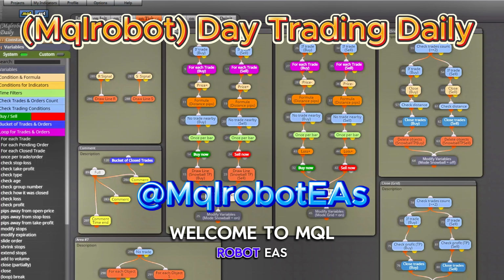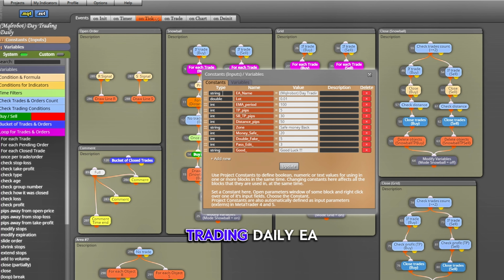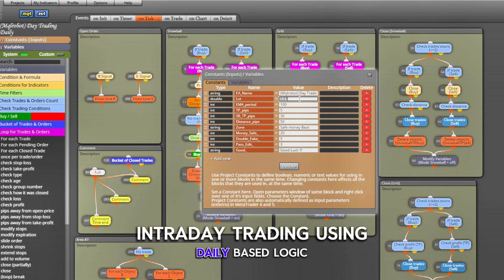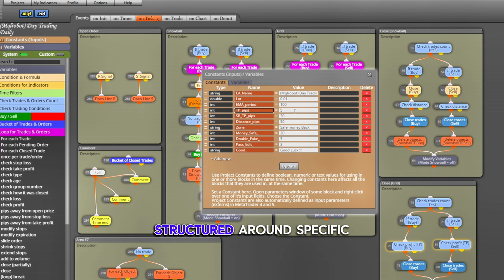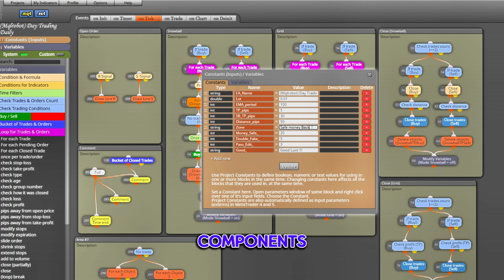Welcome to MQLrobot EAS. In this video, we'll explore the structure and logic behind the Day Trading Daily EA, built entirely with FXdreema, no coding required. This EA is designed for short-term intraday trading, using daily-based logic and precise entry and exit signals structured around specific market sessions and time conditions.